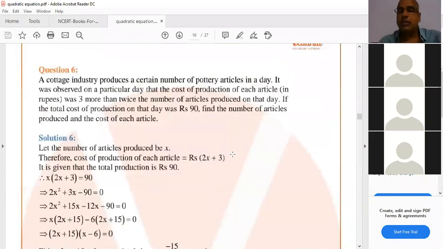Understand all? Meghana, yeah, understand Meghana? Yes, sir. Oh, okay.